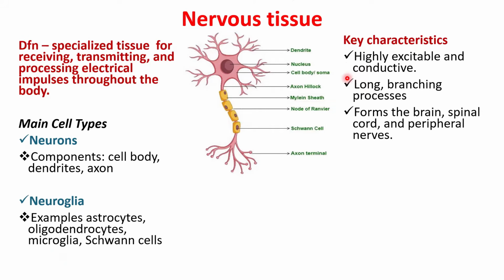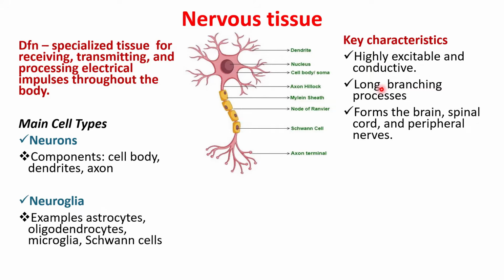What are the key characteristics of a nervous tissue? It's highly excitable and conductive in nature. Then it's long and has branching processes. That is, the neurons are long and they have branching processes.